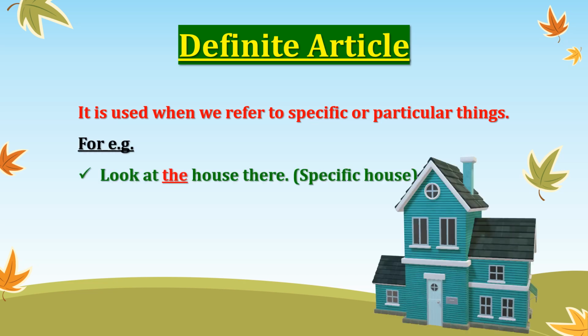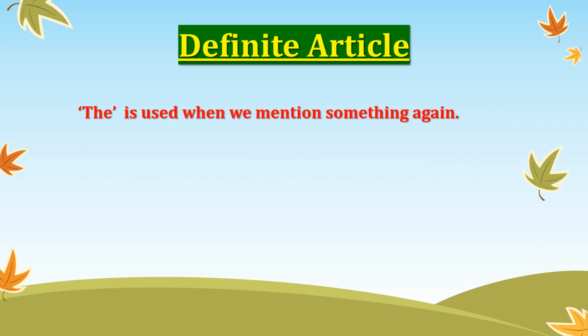For example, look at the house there. Here in this sentence, we are talking about a particular house and not in general. So that is why we have used this article the with house over here, because it is a particular, specific house. We use the when we mention something again.